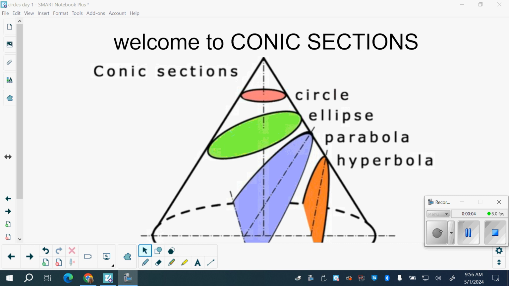Hey, gentlemen, here we go. So we're doing a thing called conic sections. I know, but we need to get going.